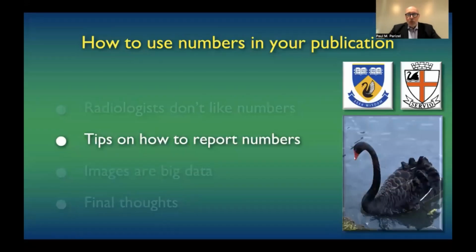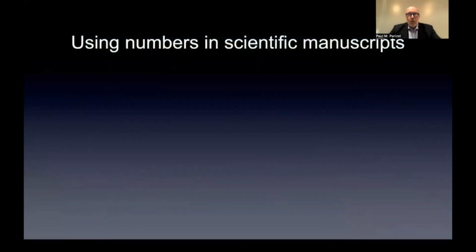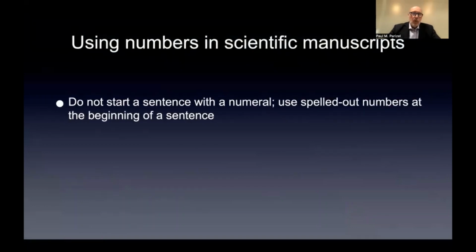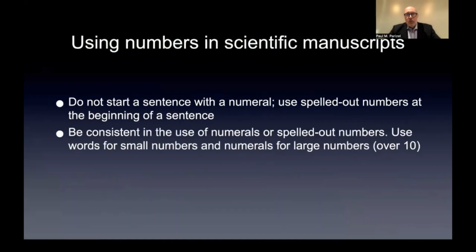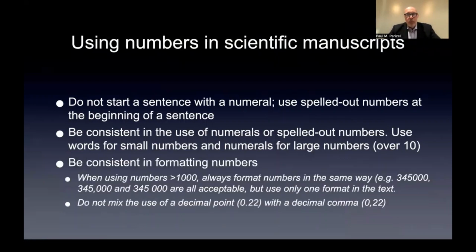Second point, how to report numbers when you finally get them. Well, using numbers in scientific manuscripts, don't start a sentence with a numeral, use spelled out numbers at the beginning of a sentence. Be consistent in the use of numerals and spelled out numbers. Use words for small numbers, one, two, three, four, etc., and numerals for large numbers, generally over 10. Be consistent in your formatting.